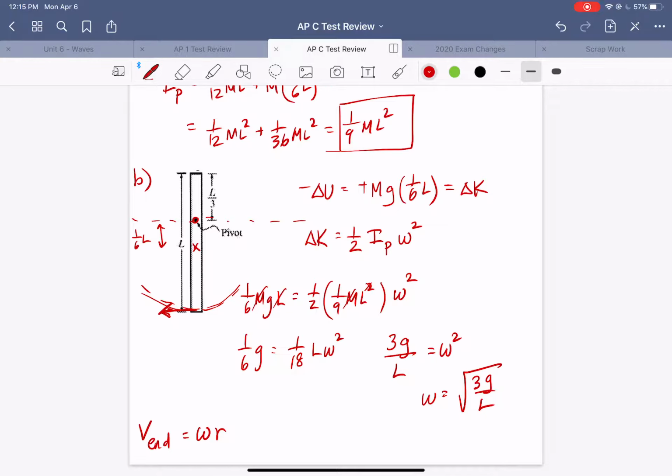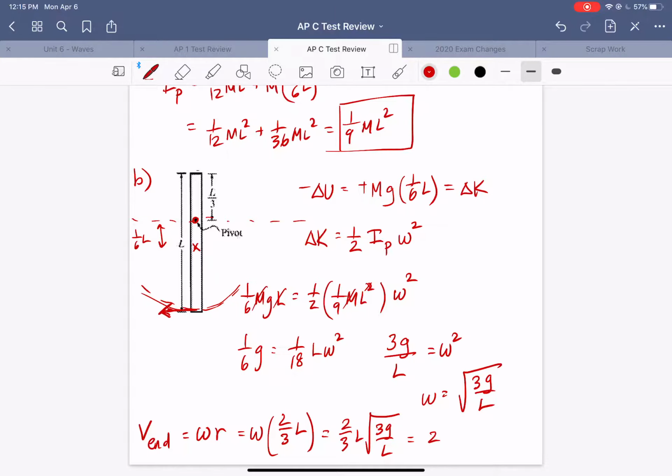So the radius is going to be the distance from the pivot to the end of the bar, which is 2/3 the length of the rod. All right, so we just need to take omega, multiply it by 2/3 L. So that'll be 2/3 L times root 3g over L. And we can simplify that a little bit if we want.